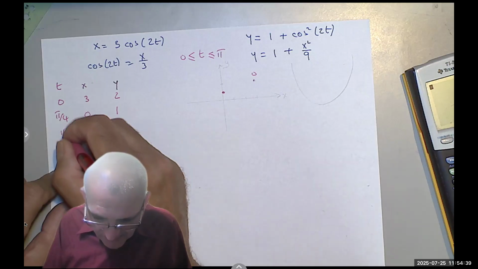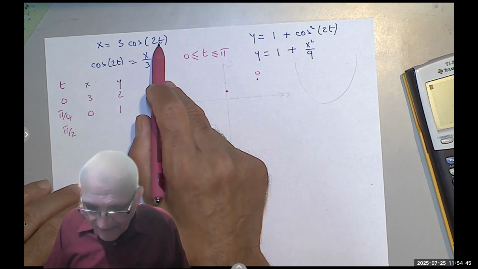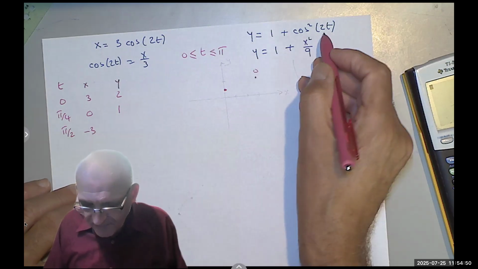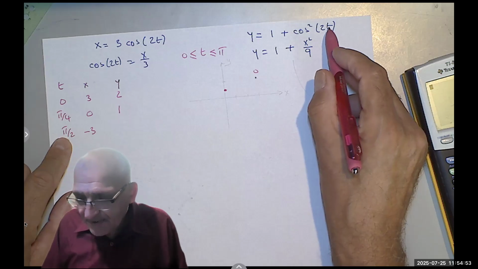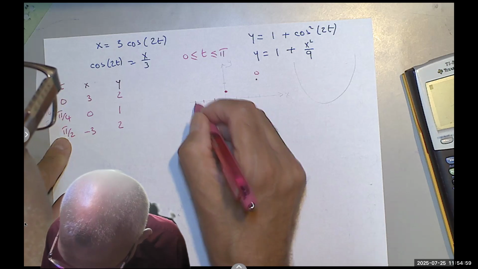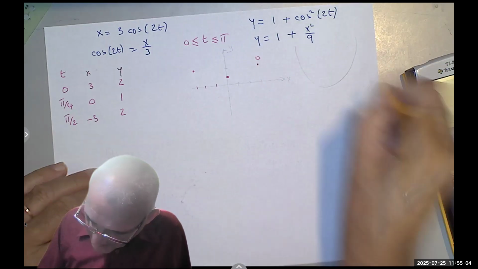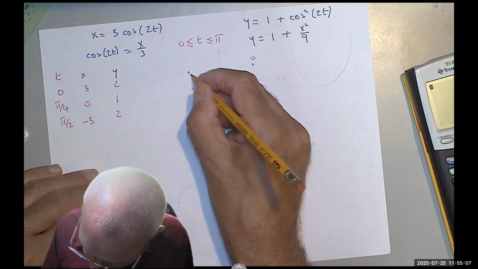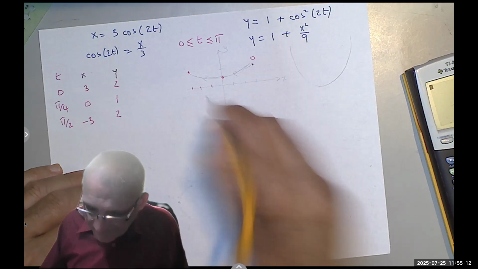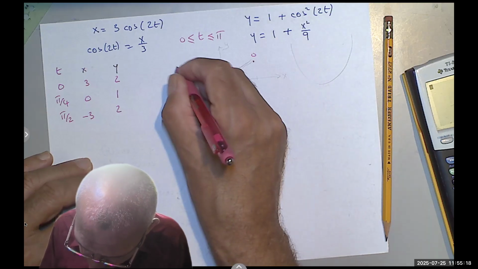And then at pi over 2, that would be pi. Cosine pi is negative 1 times 3 is negative 3. And sure enough, here cosine pi is negative 1, but I square it and add, so it's negative 3 and 2. Okay, so my particle is moving along this parabola, but it's opening up. And I'm here at pi over 4, here at pi over 2.